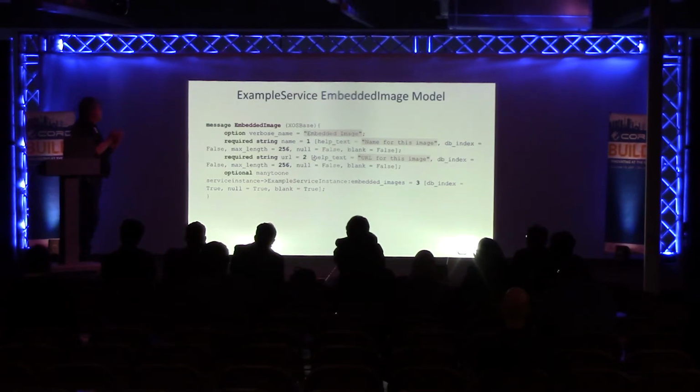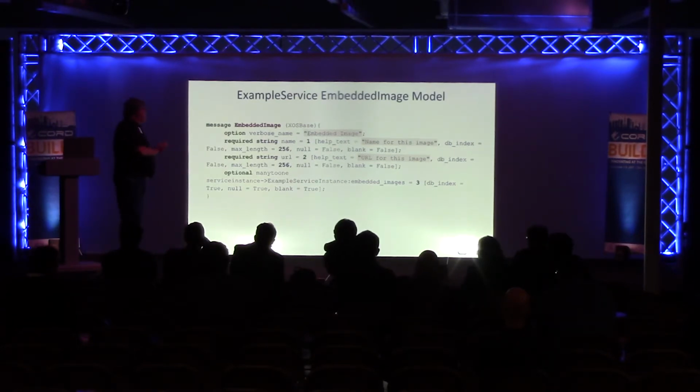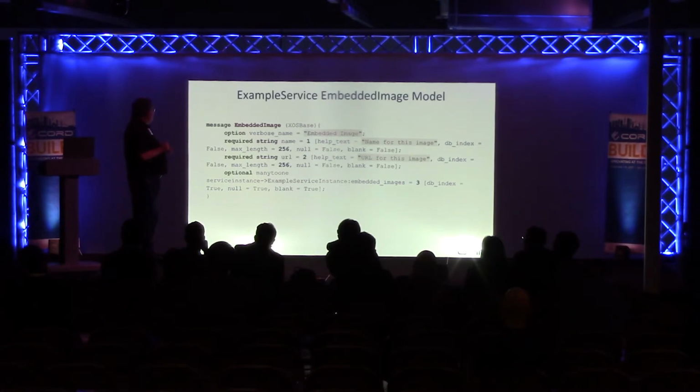So the final model is the embedded image model. Embedded image is what we're going to use to hold embedded images that would go along with the sample web page we're going to deploy inside of the example service. So again, it's inheriting from XOS base. It's got a verbose name for human readability in the GUI. It's got a couple of string fields. One of them will be the name of the image. The other string field will be the URL for the image.